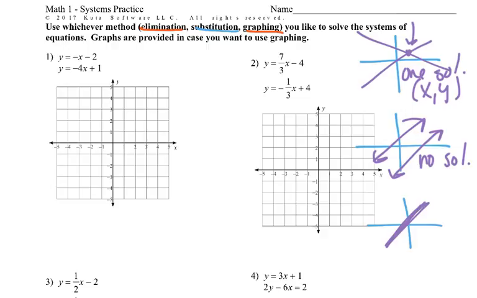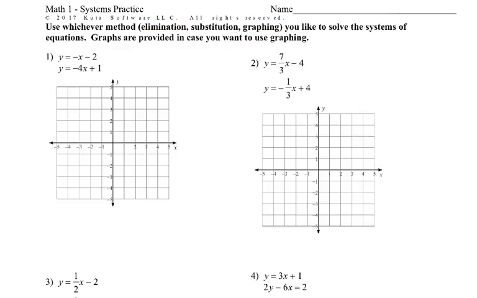Or you can have two lines, well, one line pretending to be two, where they overlap. That is infinite solutions because they're always touching, so any solution works. So we may see some of these types, and we can look at how we see them graphically and how we see them algebraically.